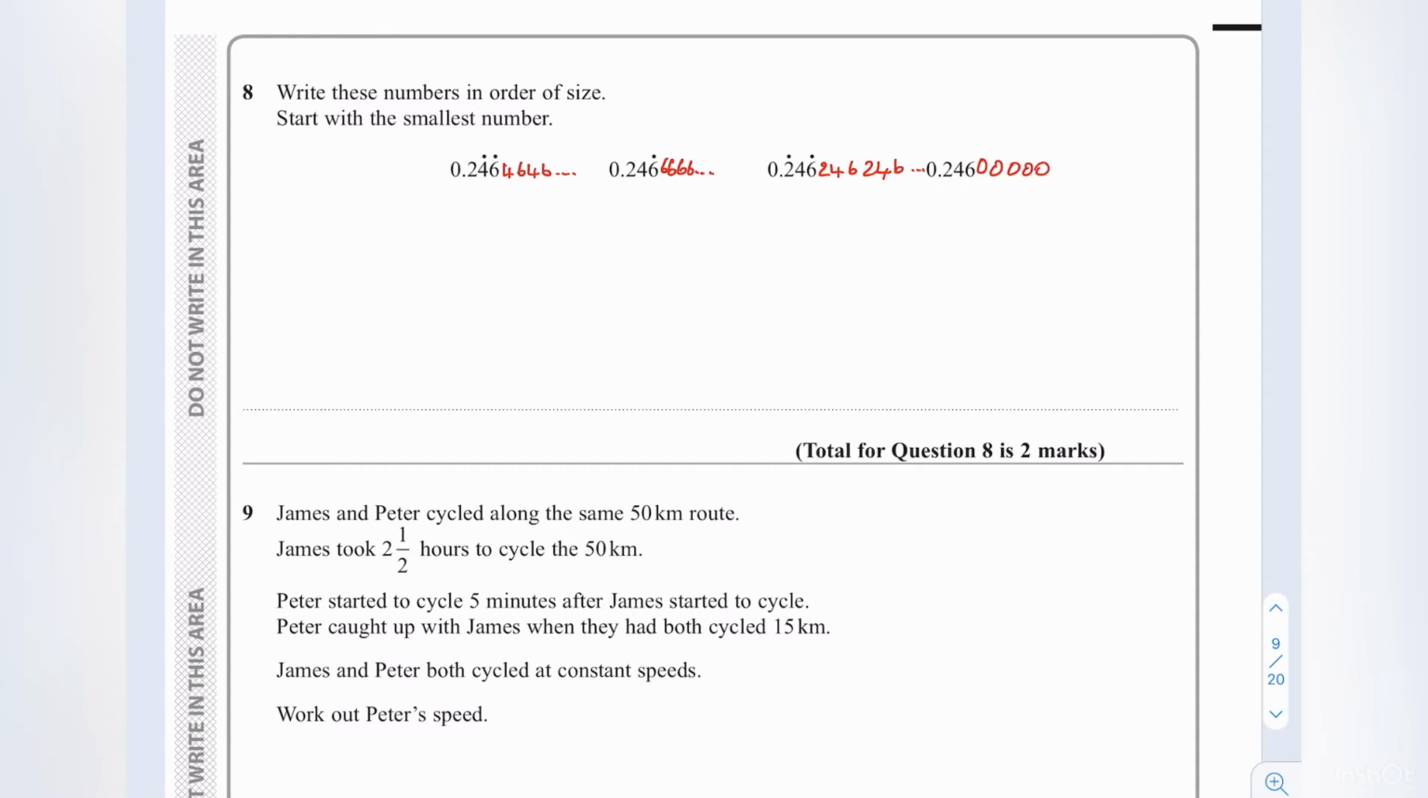Now we know which one's the smallest. It must be the one without the recurring part because 0 is the smallest looking at your 4th decimal place. The next smallest would be the 0.246 because your 4th decimal place is 2. The next smallest would be 0.246 with the dots above the 4 and the 6 because your 4th decimal place is 4. And then finally that leaves you with 0.246 with the recurring part above the 6.